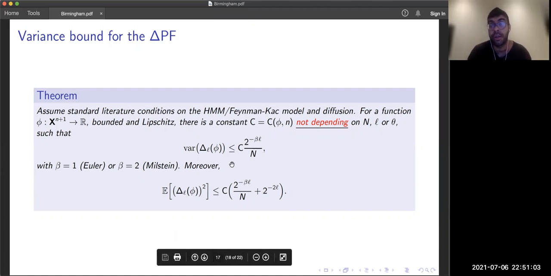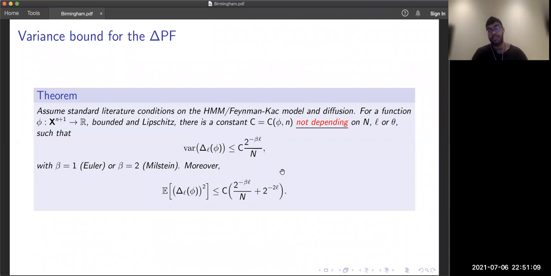There are other conditions as well, but if we assume Lipschitz continuity, if we assume linear growth, and we assume some conditions on the hidden Markov model, then what we can say is that for a particular function phi, which is bounded and Lipschitz, we have a constant c which does not depend on n, l, or theta, such that the variance of this delta particle filter estimator is essentially given by this quantity right here. This is upper bounded. And then if we consider either the Euler or the Milstein scheme, where Euler corresponds to beta equals 1, and Milstein corresponds to beta equals 2, essentially what we have is an upper bound on the MSE, which is given as this right here.